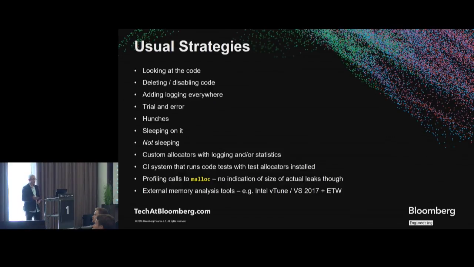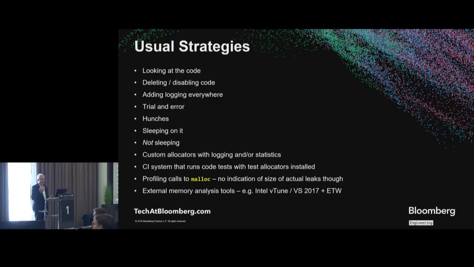So, the usual strategies for finding memory issues: looking at the code, of course, deleting or disabling code till the problem goes away, adding logging everywhere, trial and error, hunches, sleeping on it, not sleeping sometimes, custom allocators. C++ is obviously very flexible for custom allocators, but you can't always plug them in everywhere, particularly when you're dealing with somebody else's code. A CI system that runs code tests with test allocators installed is fantastic if you can build those tests in, but again, it's not always appropriate. Profiling calls to malloc, actually just using a standard CPU profiler to see who's calling malloc, can sometimes give you a clue.